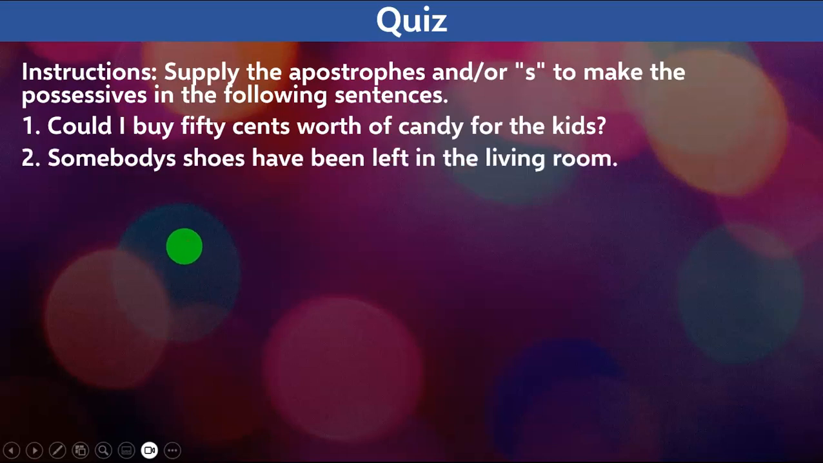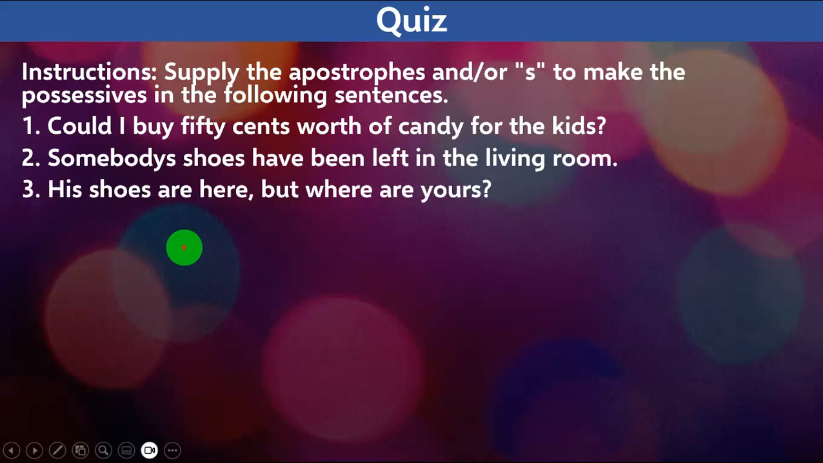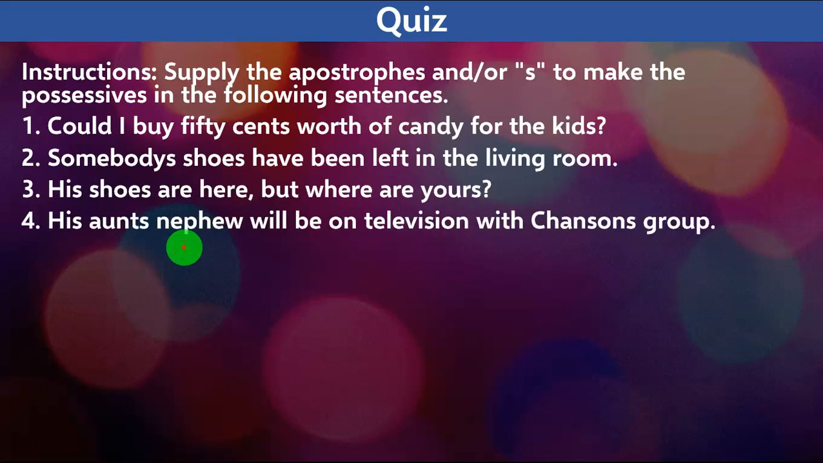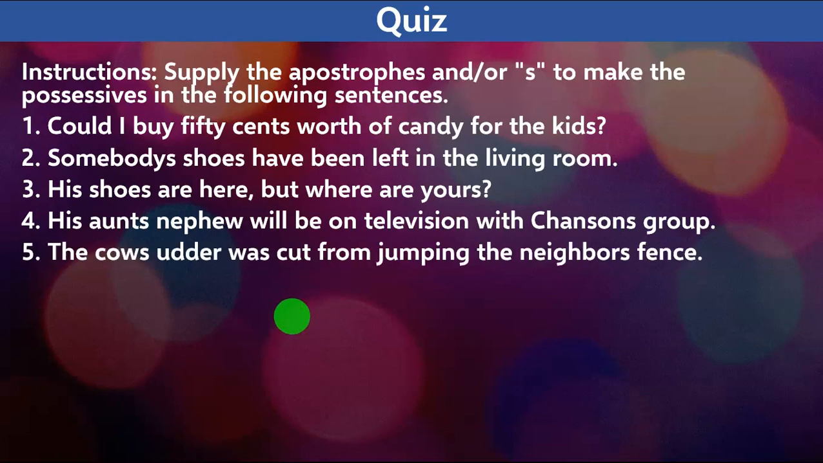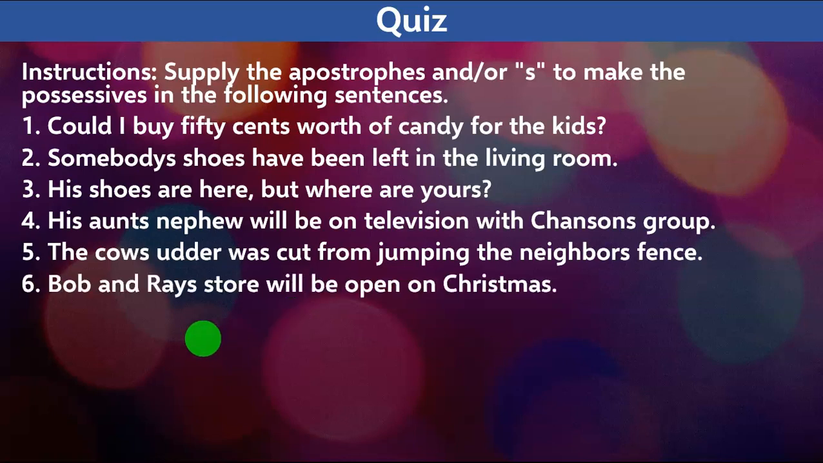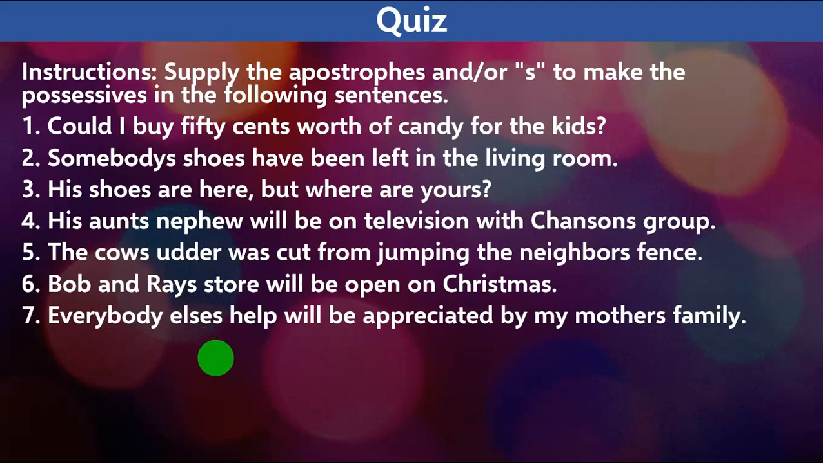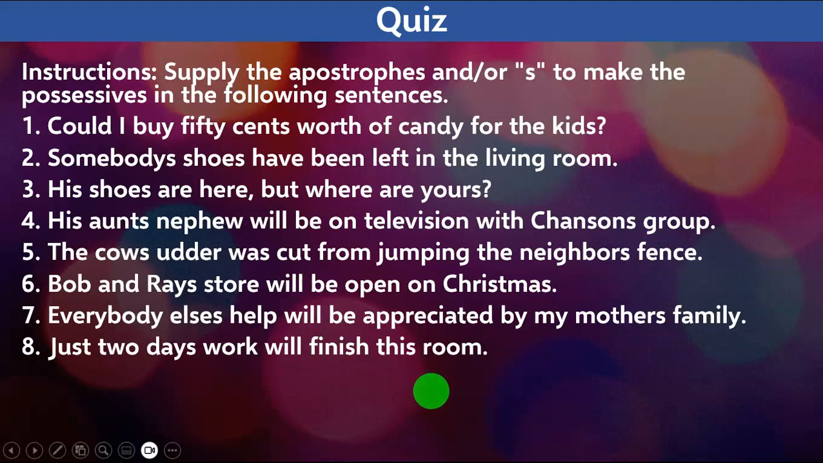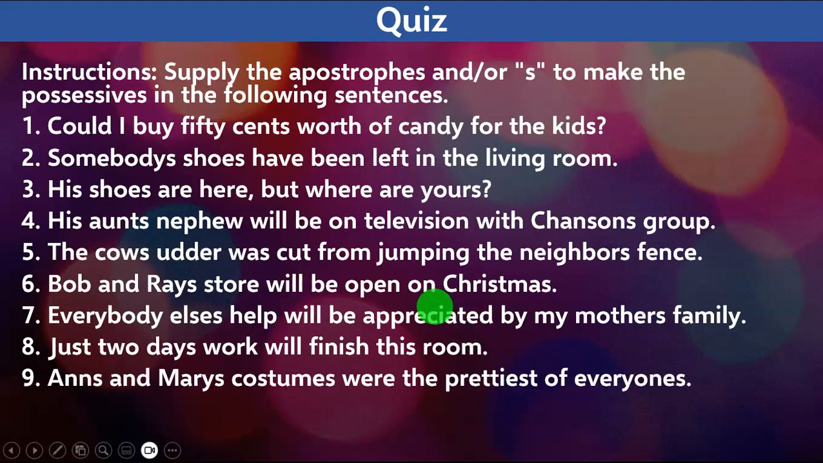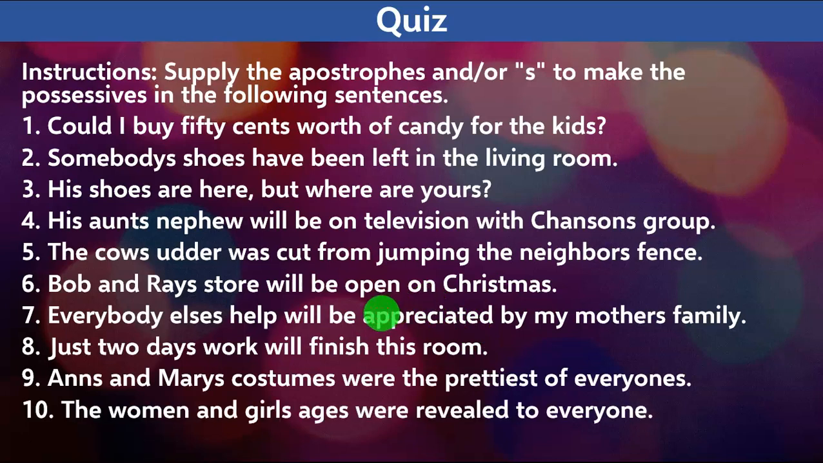2. Somebody's shoes have been left in the living room. 3. His shoes are here, but where are yours? 4. His aunt's nephew will be on television with Chanson's group. 5. The cow's udder was cut from jumping the neighbor's fence. 6. Bob and Ray's store will be open on Christmas. Number 7. Everybody else's help will be appreciated by my mother's family. Number 8. Just 2 days' work will finish this room. Number 9. Anne's and Mary's costumes were the prettiest of everyone's. And number 10. The women's and girls' ages were revealed to everyone.